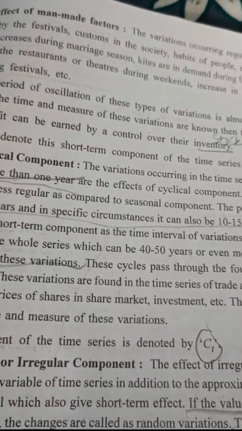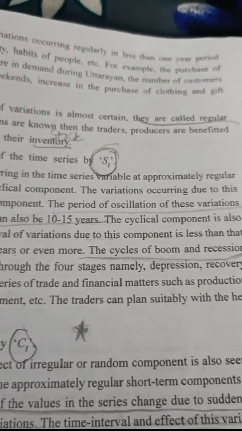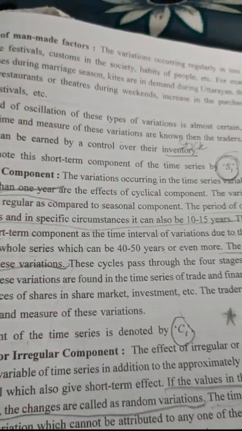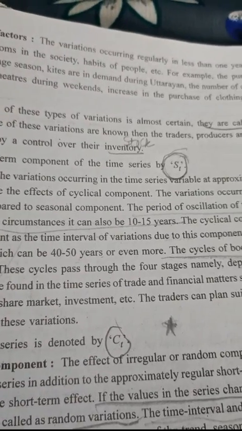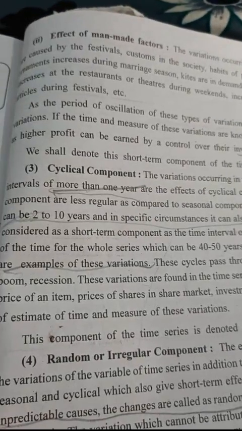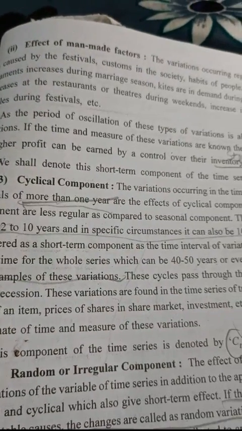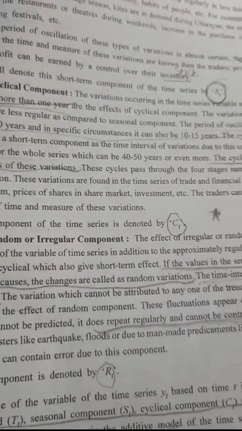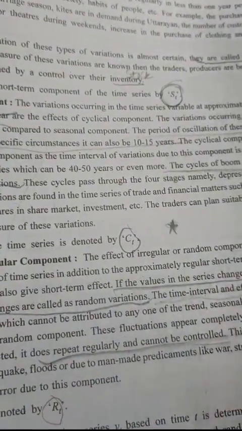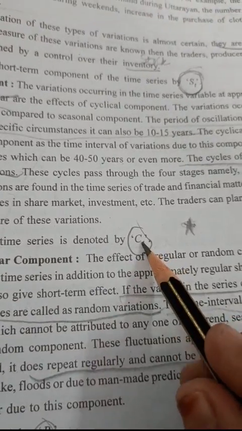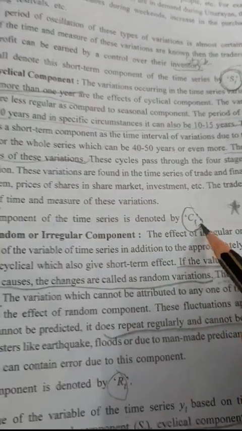This variation is found in the time series of trade and financial matters such as production, price of an item, prices of shares in the share market, investment, etc. The trader can play suitably with the help of estimates of the time and measure of this variation. If the traders are aware of the situation, they can handle it very nicely, as they know what situation is going to take place. Now the cyclical component is denoted by CT.